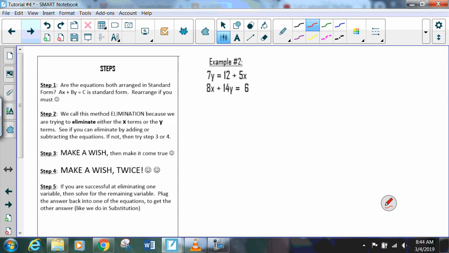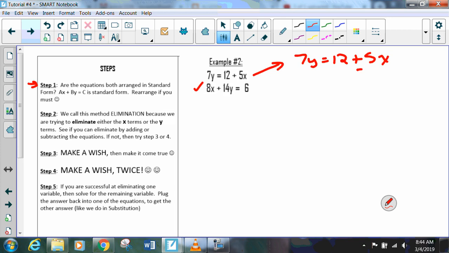So here, example number 2. When I'm looking at step 1, I'm like, uh-oh, I've seen this before. In our last video, in our practice, we've done this. But our second equation's good to go. Our first equation needs to be rewritten. We need to have it in standard form.